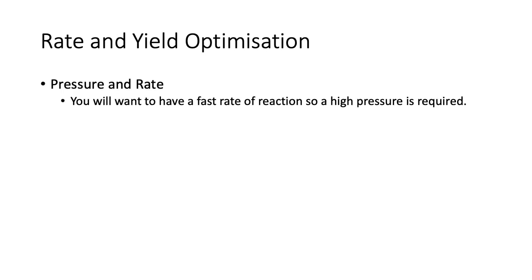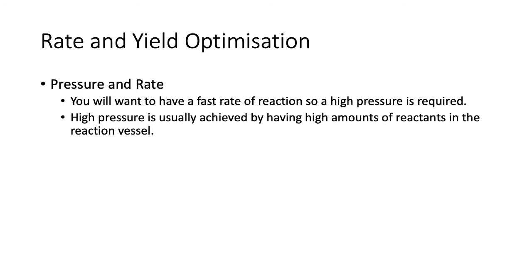You'll want to have a fast rate of reaction, so a high pressure is required. Remember, you're going to be asked to explain this using collision theory. High pressure is usually achieved by having a high amount of reactants in the reaction vessel. It's not as if you're just going to make the reaction vessel smaller to have a higher pressure. No, we're just going to pump in more of the reactants.